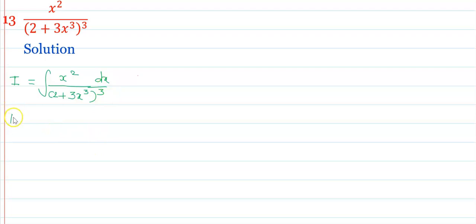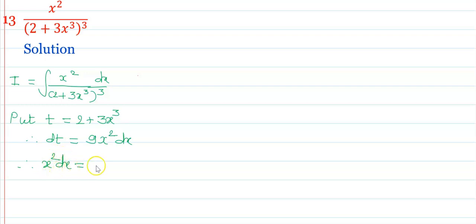Therefore the substitution, put t is equal to 2 plus 3x cube, okay, and therefore dt is equal to 9, derivative of 2 is 0, 9x square into dx, and hence x square into dx is equal to dt upon 9. Okay, this is important.